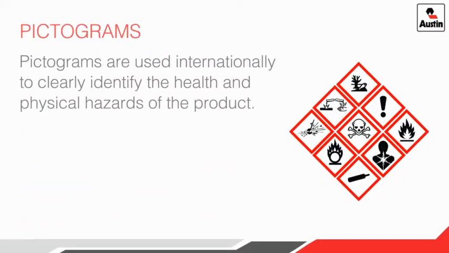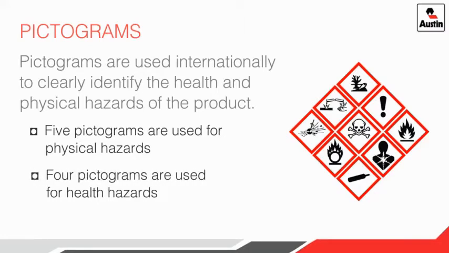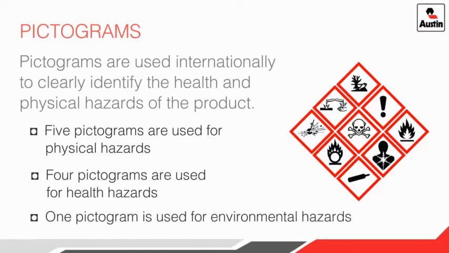On chemical containers, pictograms are used internationally to clearly identify the health and physical hazards of the product. 5 pictograms are used for physical hazards, 4 pictograms are used for health hazards, and 1 pictogram is used for environmental hazards.